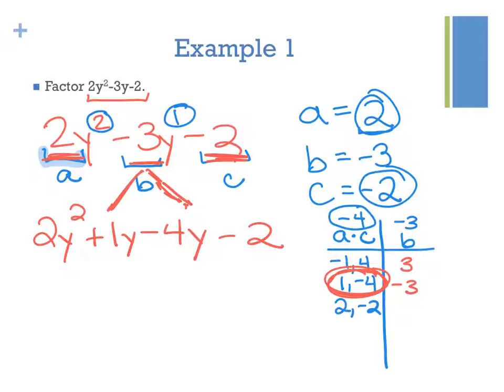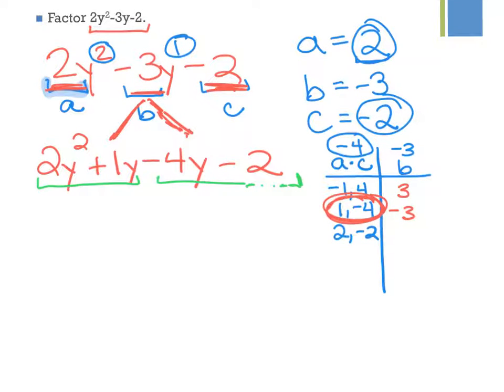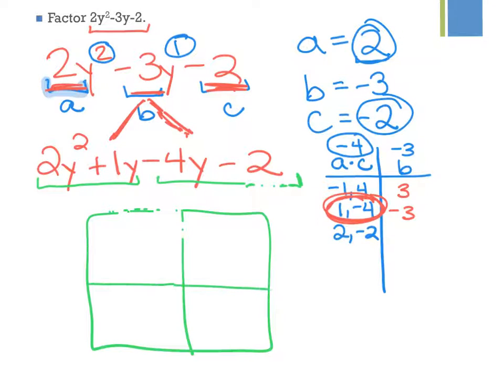Now what that does for us is it allows us to group. We're going to factor by grouping here, so we have even groups of 2 terms and 2 terms, which I can then organize in my box. So I'm going to scroll up here a little bit and organize this in our box. I'm going to put the first 2 terms in the top row and the second 2 terms in the bottom row. And then I'm going to factor out a GCF.